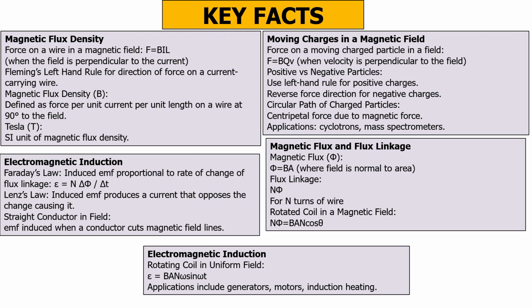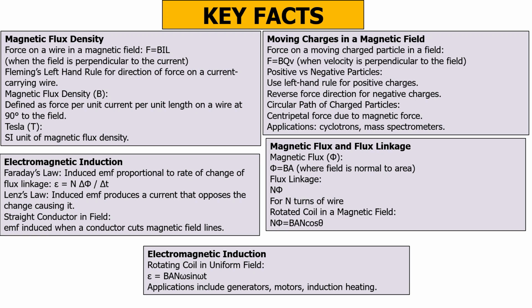In terms of moving charges in a magnetic field, the force on a moving charged particle in a magnetic field is F equals BQV, where the velocity is perpendicular to the field. We use the left-hand rule to determine the direction of the force and the movement for positive charges, whilst we reverse the force direction if it is a negative charge. Charged particles can follow a circular path. That is when the centripetal force is due to the magnetic force, and applications which show this include cyclotrons and mass spectrometers.